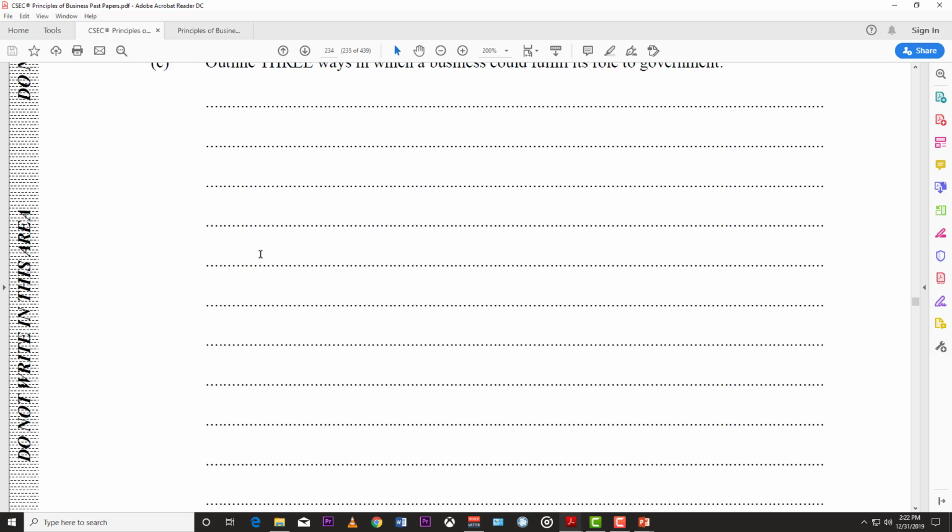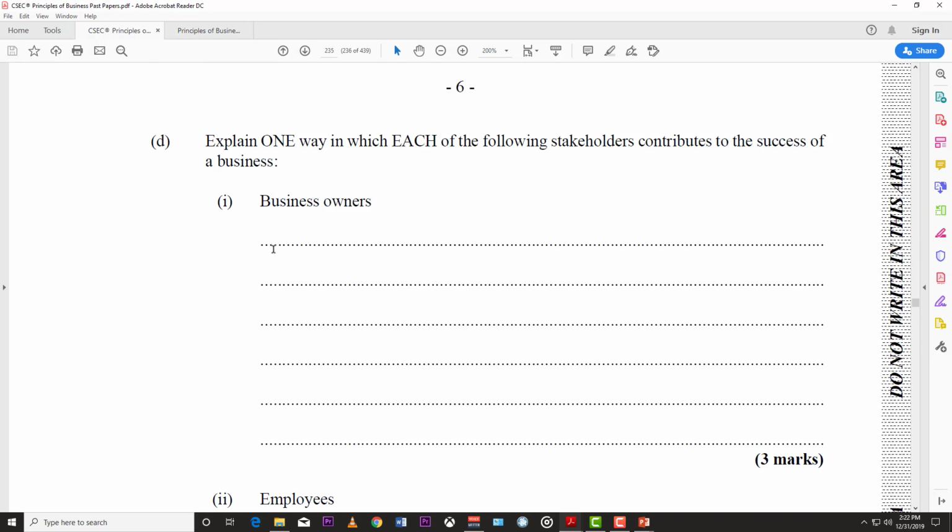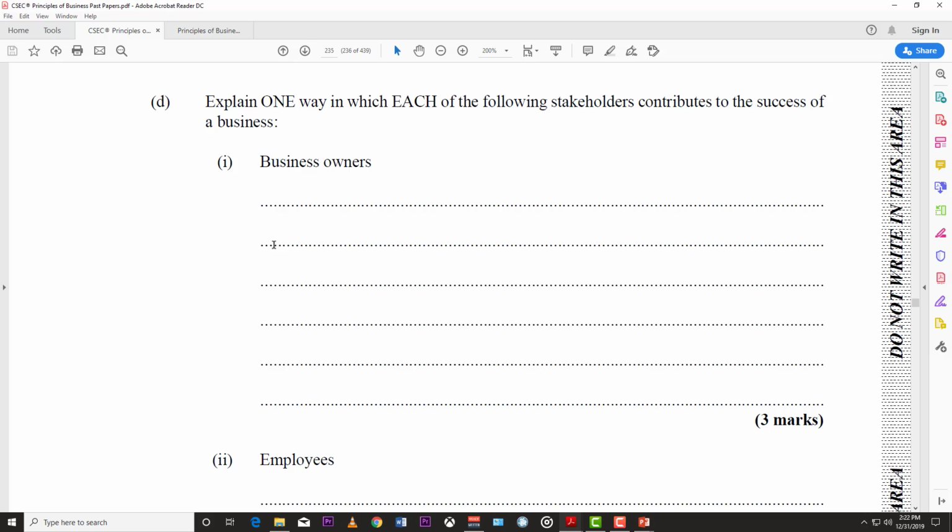All right, next one. We have D. What does this say? Explain one way in which each of the following stakeholders contributes to the success of a business. So first and foremost, what is a stakeholder? Stakeholders are all those parties, those entities that would be affected by the operation of the business, whether it is the employers, the employees, the government, the community. All those are stakeholders. And so business owners, employees. Again, another common sense question here.